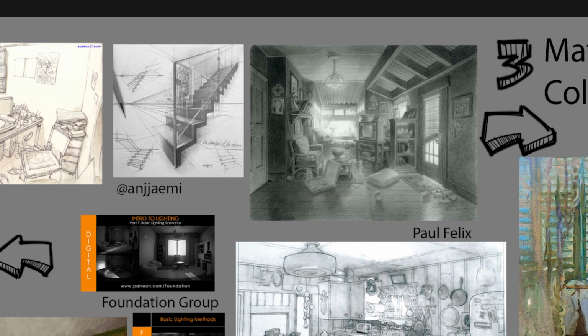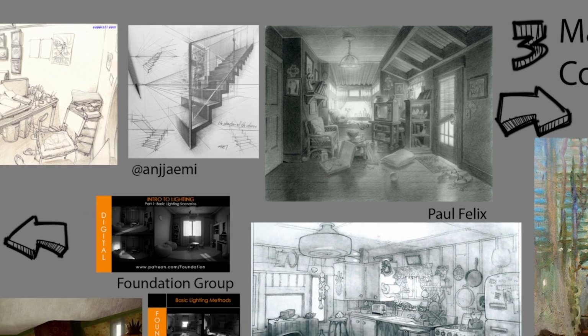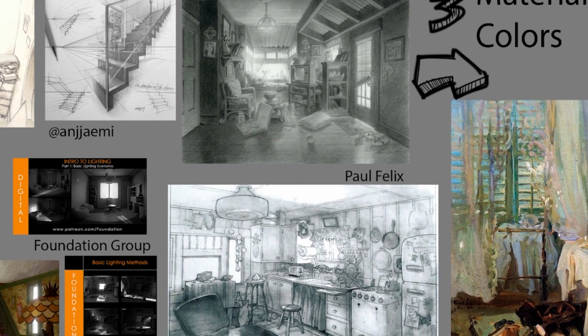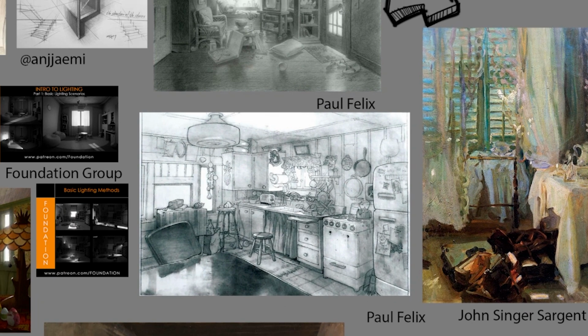When we start going more into value, whole value structure, so you're not simplifying with hatching, you have to understand more about lighting and how to really convey realism. Books like Color and Light will go a long way, as well as tutorials from the Foundation group. This is Paul Felix. Most of these are from imagination for movies, such as Lilo and Stitch and other animation features that he has worked on.